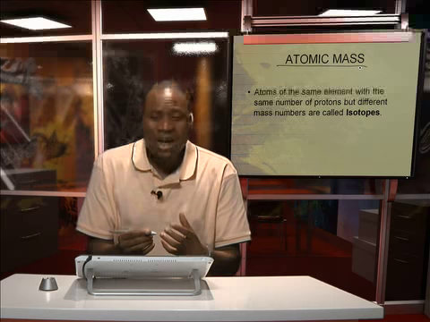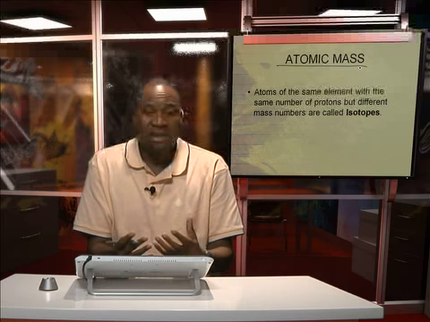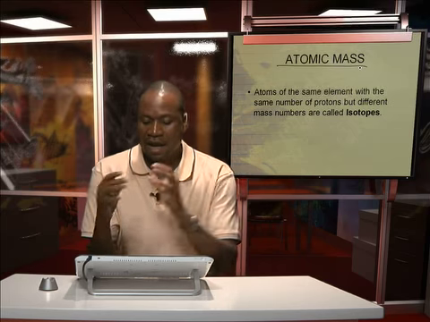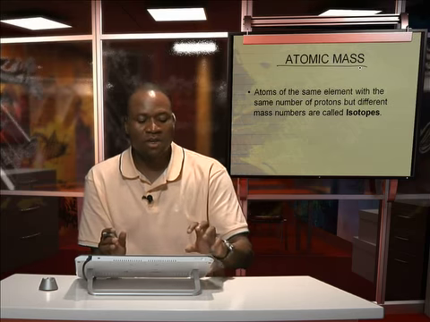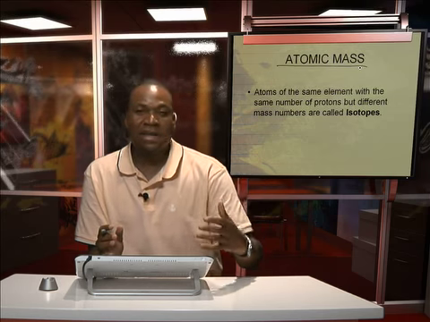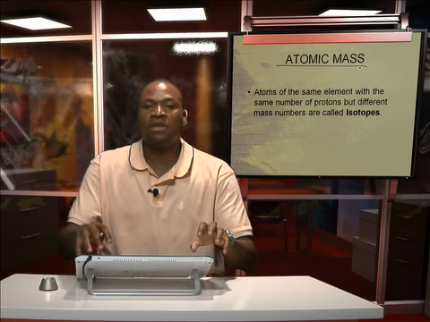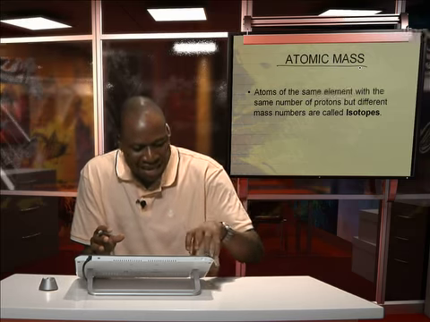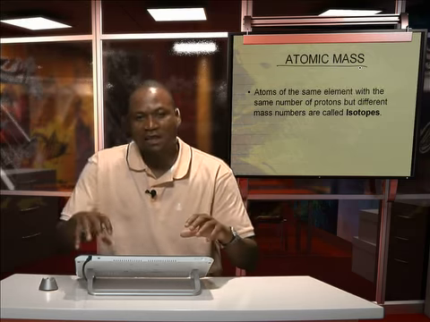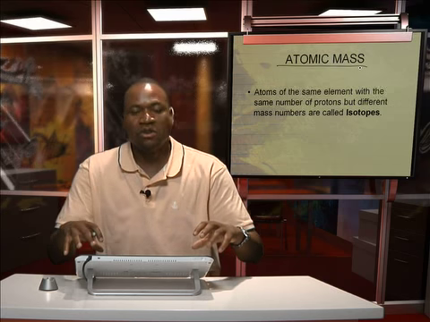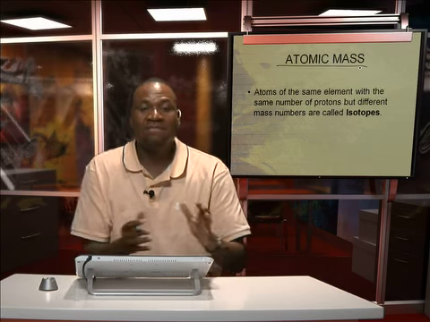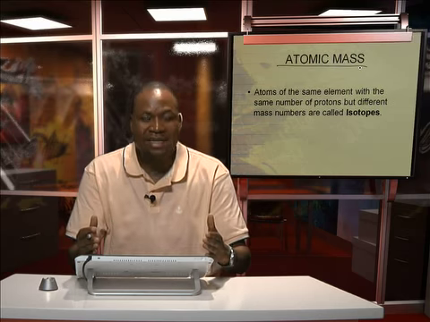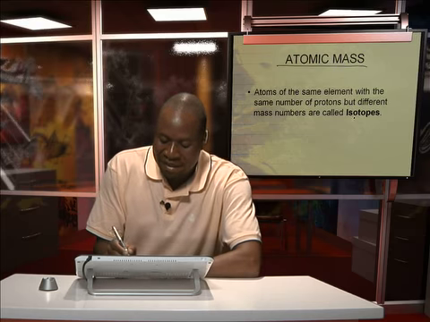Now, what happens if you have such a situation where, for example, you have atoms of carbon? Here, one atom of carbon, another atom of carbon. This one has got, say, 7 neutrons. This one has got 8 neutrons. The number of protons would be the same. Carbon, element number 6, 6 protons, 6 protons. But when you add, you're going to get different mass numbers.